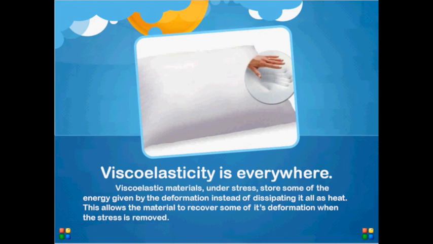So now, how can one use both of these definitions to define viscoelasticity? Viscoelastic materials under a deformation get to store some of the energy given by the deformation instead of dissipating it all as heat. This allows the material, after the deformation occurs, to recover some of its deformation. So therefore, this material tends to show both viscous and elastic behaviors.